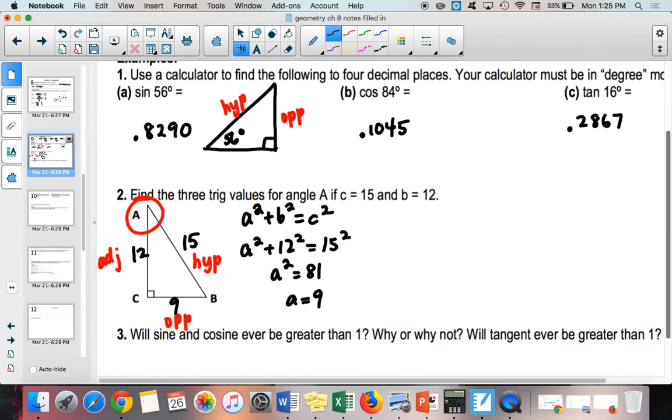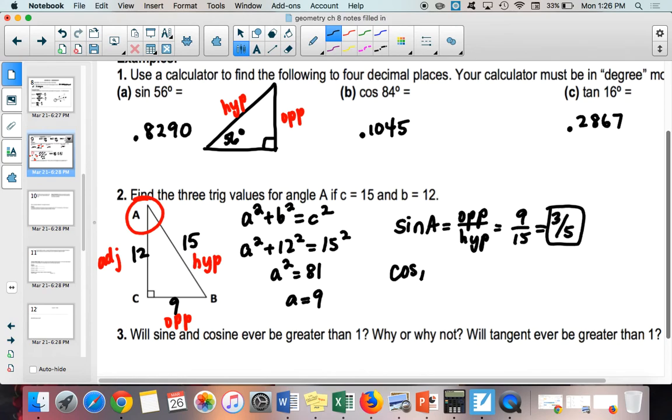Do you guys see how it's next to it, but it's not the hypotenuse one? That's what adjacent means. So if I talk about sine of angle A, what is sine of angle A? What fraction? Opposite over hypotenuse, right? I'll write it out, which is 9 over 15. We can reduce it, so it would be 3/5.